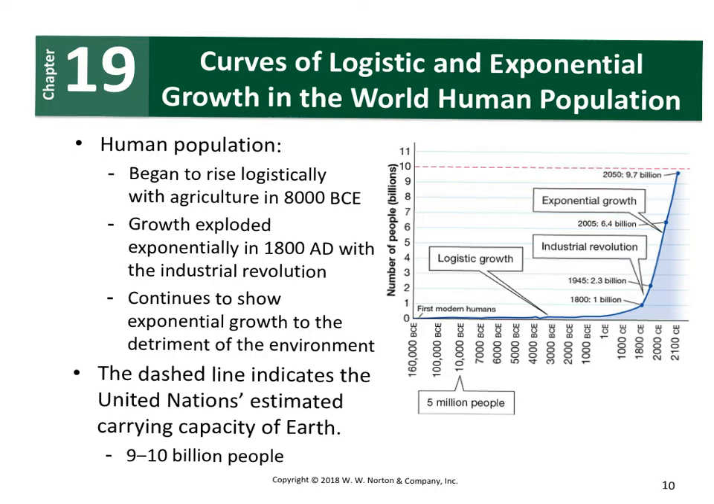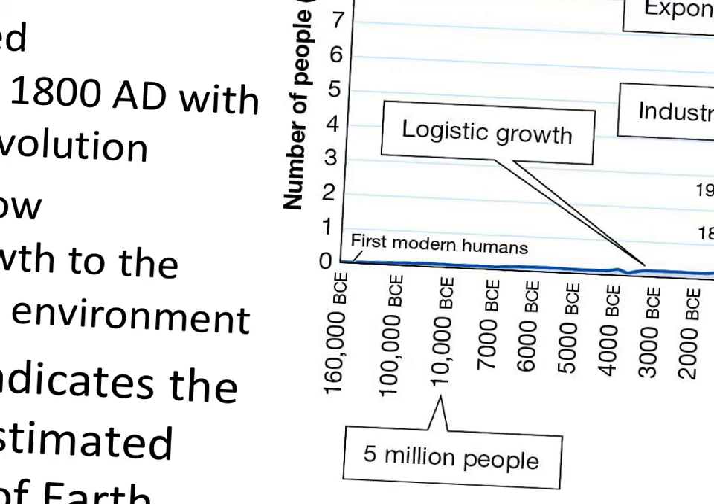And we can see what it looked like, let's say 160,000 years ago, actually prior to that, but the population was very low. Just about the time around here, agriculture, we start having a higher population.